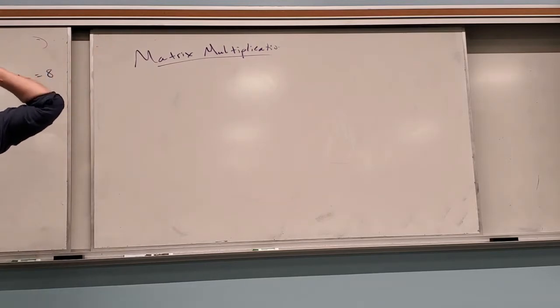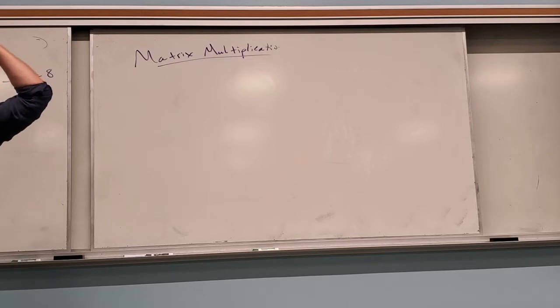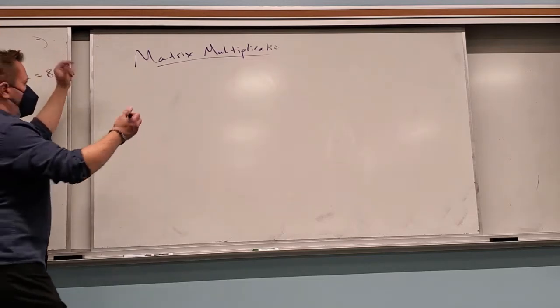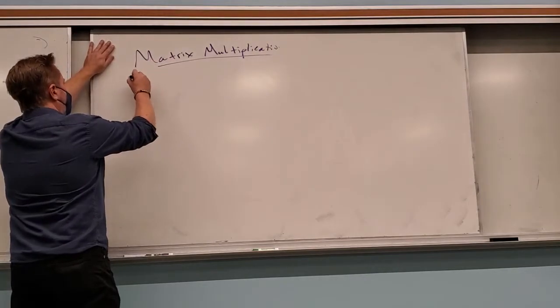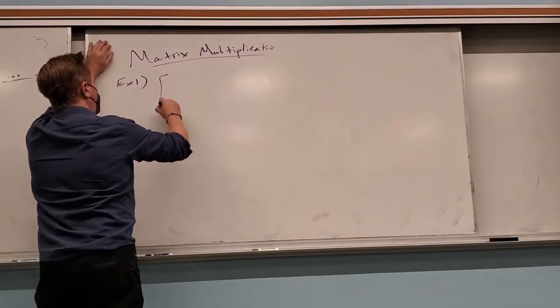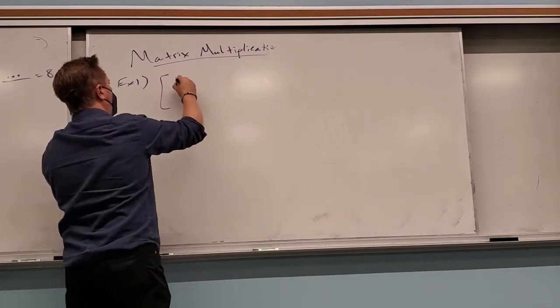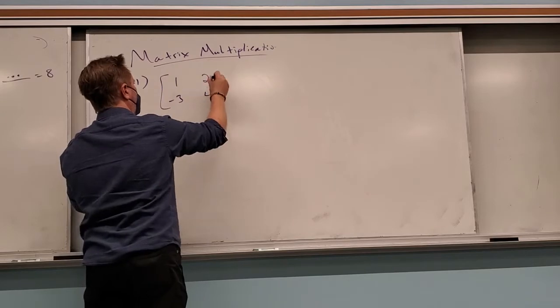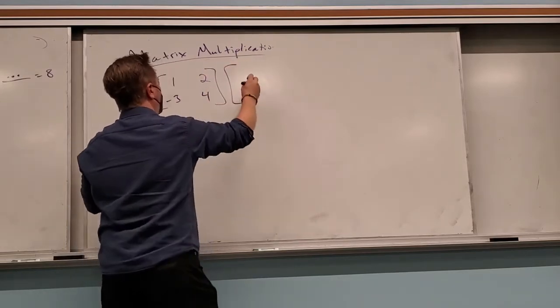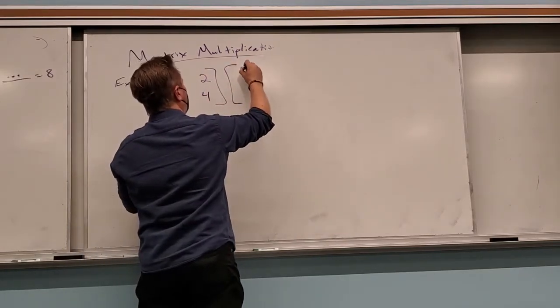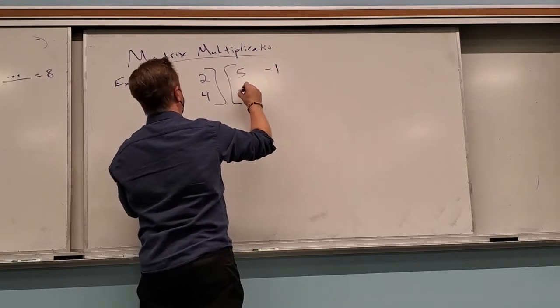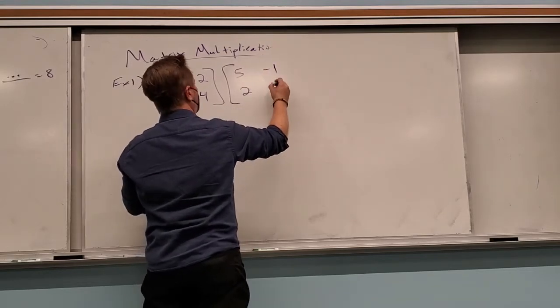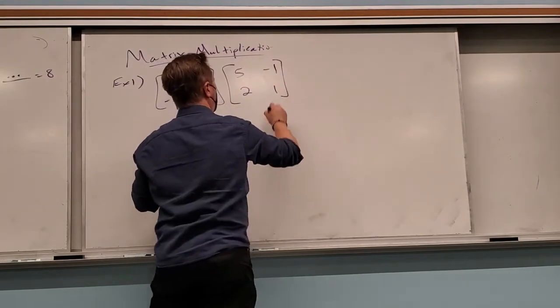But this is sort of related to a lot of the things that Excel spreadsheets do. They do something very similar to this because they're built on matrices. So let's just make a nice little matrix, nothing too crazy. 1, 2, -3, 4, sure. Times 5, -1, 2, 1. Okay, nothing too crazy.